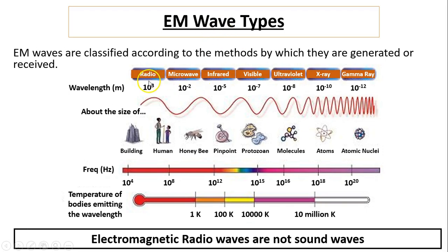So the radio waves have the lowest frequency. On the other hand, gamma rays have the highest frequency. You see, wavelength and frequency are inversely related because all the speeds are the same. The size of the radio waves is about a building, microwaves about honeybees, infrared about a pinpoint, and so forth. The higher you go, the higher the frequency and the smaller the wavelength. The temperature of the body emitting the wave is getting hotter and hotter as the frequency increases and wavelength decreases.